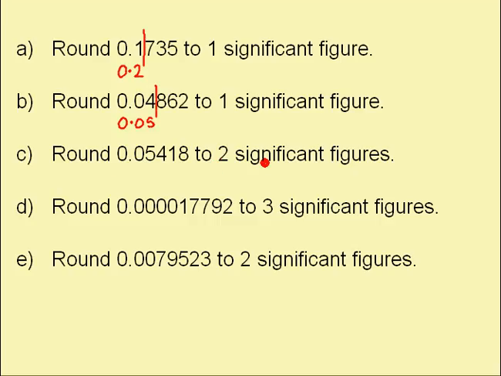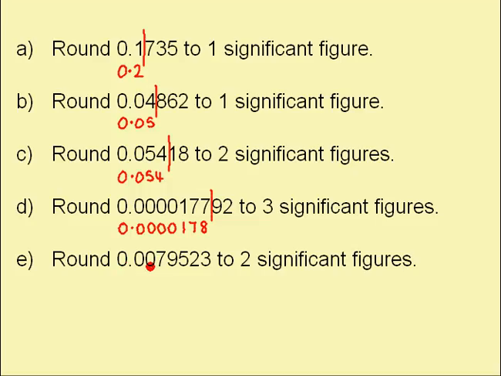Here, I want two figures. Don't count the 0, don't count the 0, start counting here. So 1, 2, draw the line. This 1 tells me to leave this as it is, so I've got 0.054. No zeros are needed on the end. I want three significant figures here. Don't count any of these zeros, start counting here. 1, 2, 3. The line goes here, and the 9 tells me to round up, so I have 0.0000178.